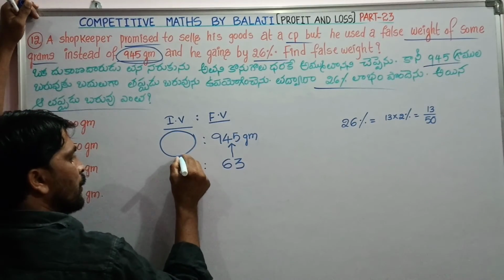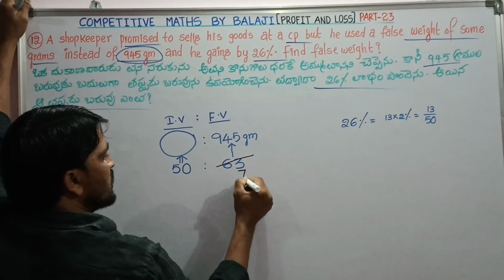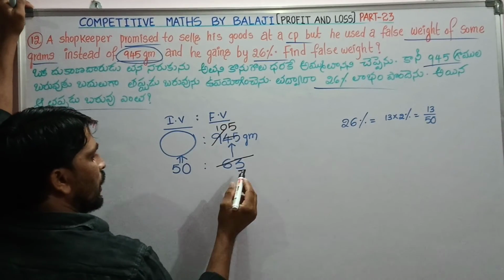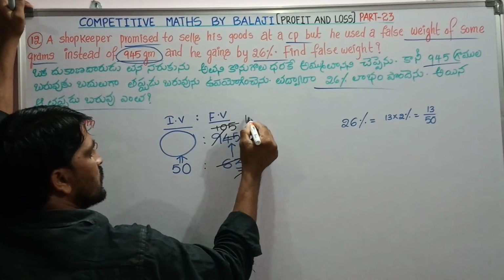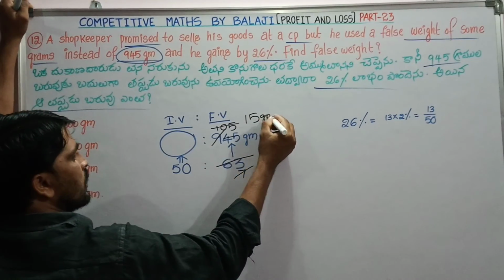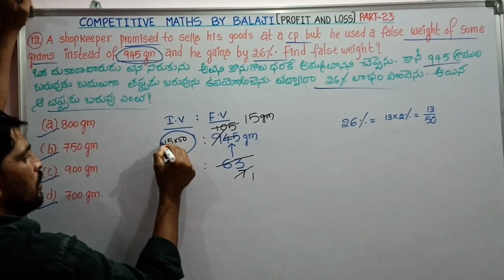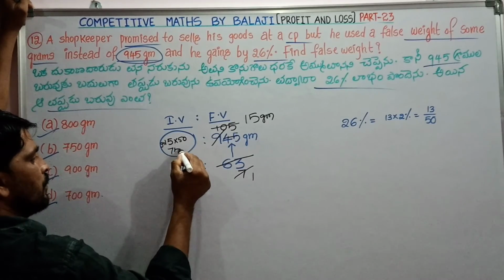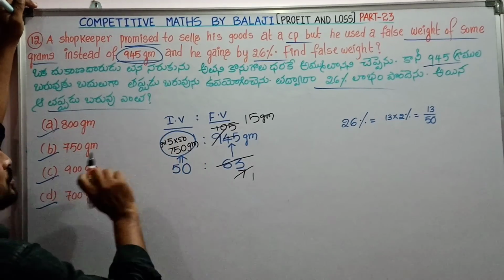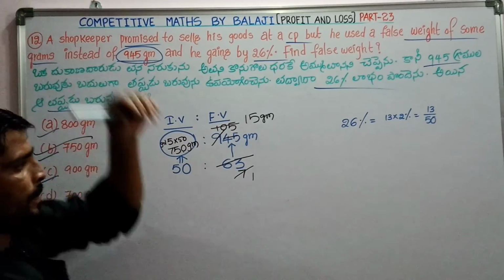Then what is the weight of 50 units of goods? That is how many times? Yes. 9 sevens are 63, 9 ones are 9, 9 fives are 45. 7 ones are 7, 7 fives are 35. 1 unit value is 15 grams. Then 50 units value is 15 into 50 grams. 15 fives are 75, so 750 grams. So he used 750 grams instead of 945 grams. So the answer is B.